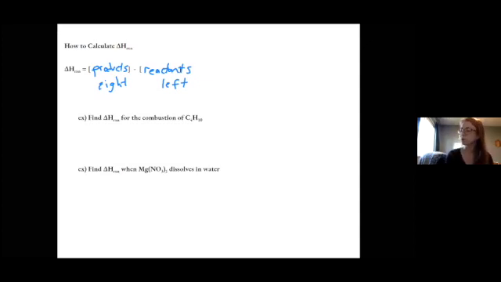First example for you is find the heat of reaction for the combustion of C4H10. Combustion, burning. If you need to review some reaction types, you can. But for combustion, we are taking whatever is being burned, we are adding oxygen, which is a diatomic, and we are making carbon dioxide and water.